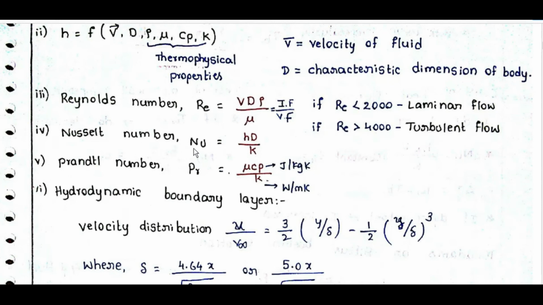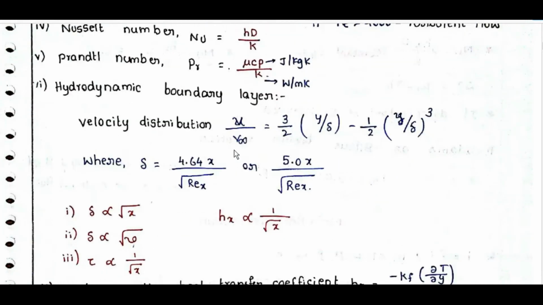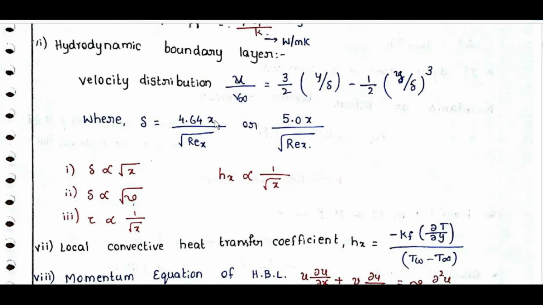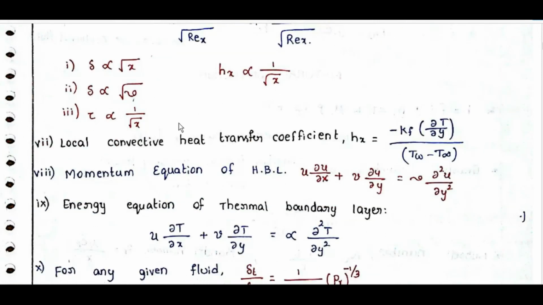Nusselt number Nu is equal to h d by K. Prandtl number Pr is equal to mu Cp by K. Cp in joule per kg Kelvin, K in watt per meter Kelvin. Hydrodynamic boundary layer velocity distribution: u by V infinity is equal to 3 by 2 into (y by delta) minus half (y by delta) whole cube, where delta is equal to 4.64 x by root Re x or 5x by root Re x. Delta is directly proportional to root x, delta is directly proportional to root mu, tau is inversely proportional to root x, hx is inversely proportional to root x.